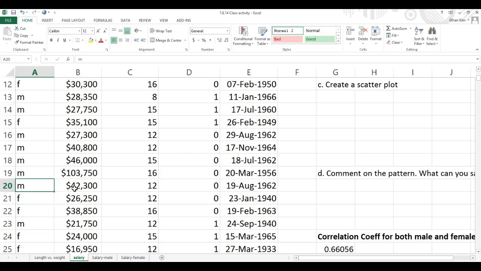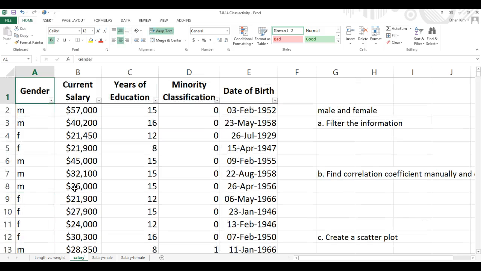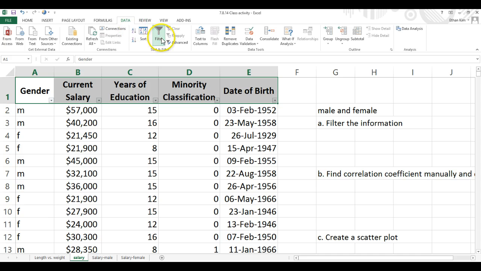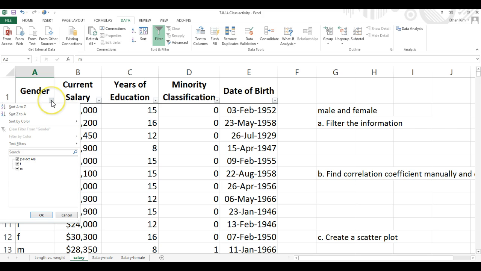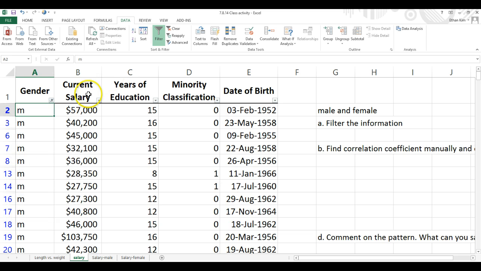So this is the plot, and we went over how to filter the information. You just click on the header, right? Drag it, and then you go to Data and click Filter, and you'll have all these buttons here. What we want for male is to select male only, and then you have all this information.